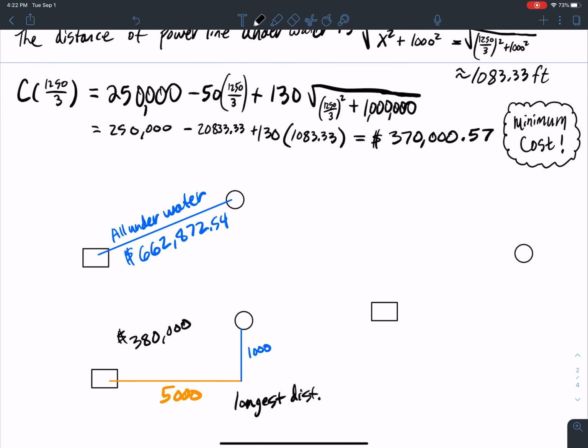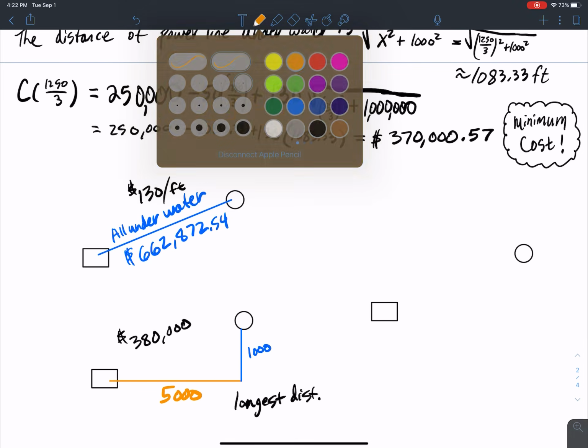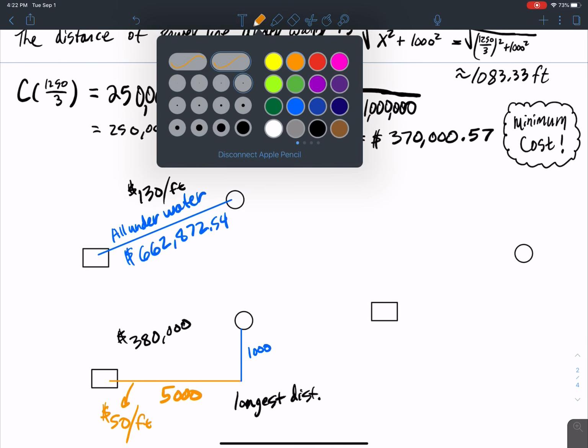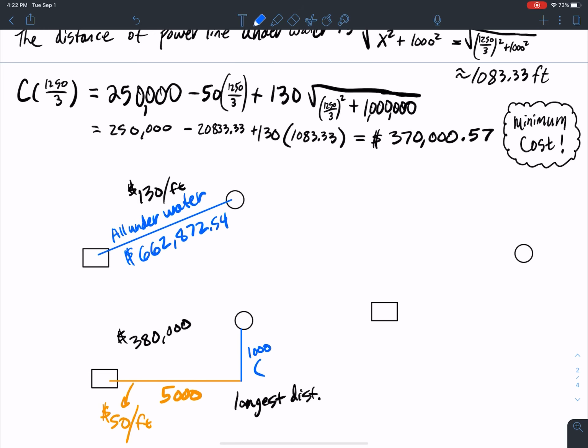But if you start thinking about it, remember, it's $130 per foot here versus on the beach. Remember, this was like $50 per foot. Okay, whereas here was your 130 per foot.